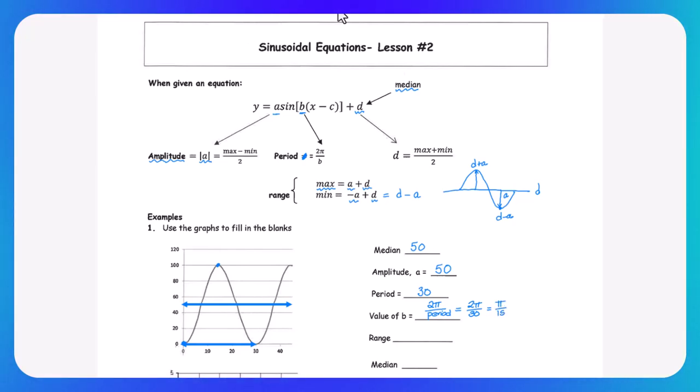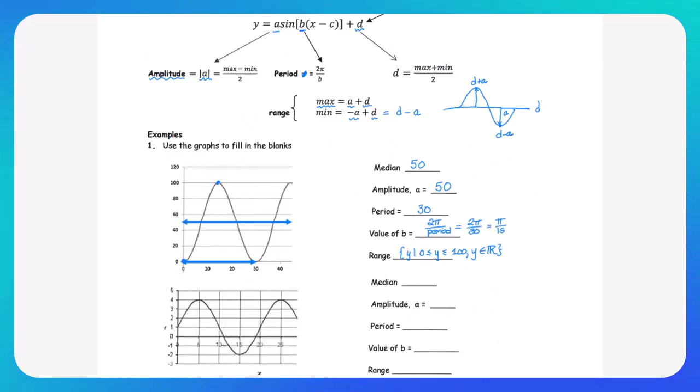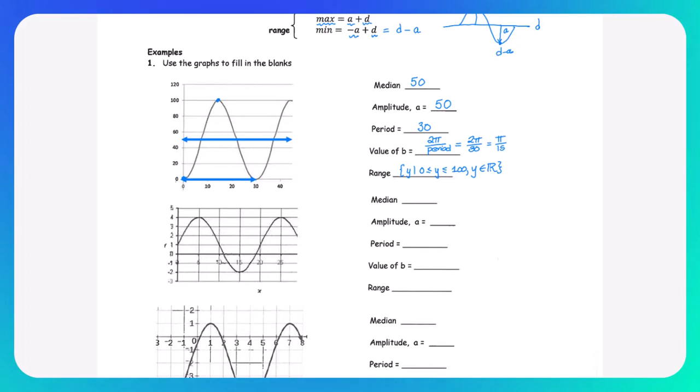Now, what about that range? Well, for the range, we need a maximum and we need the min. And remember, in set notation, we go y such that 0, which is the min, is less than or equal to y, less than or equal to the max, which is 100, where the y is an element of the real number system. And what about that median? Oops, we already did that. That's for the next question. So let's move it on down.